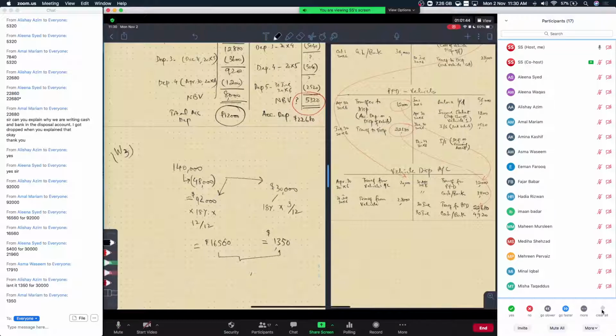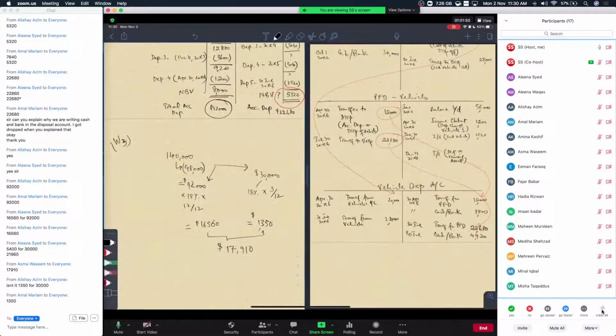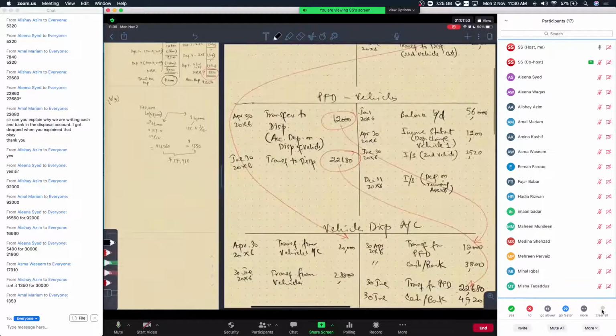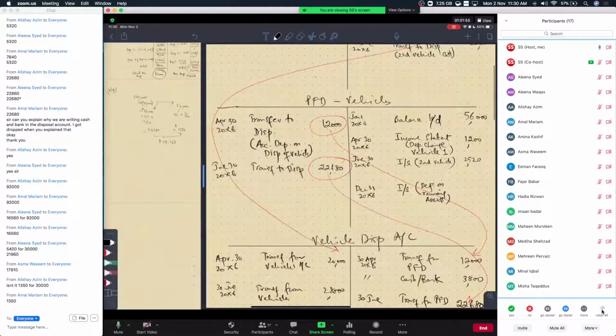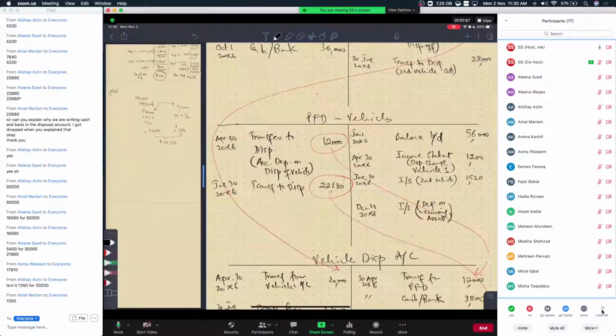And total 17,910. Thank you, Asma. 17,910. That is the value. Thank you. Before we made a mistake. So this is the depreciation on the remaining assets, 17,910, right?